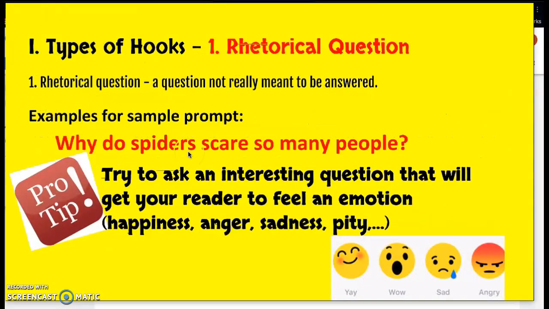So we're going to do the sample prompt, why do spiders scare so many people? Pro tip, try to ask an interesting question that will get your reader to feel an emotion. So happiness, anger, sadness, pity, think of these emojis. Any emotion is good.